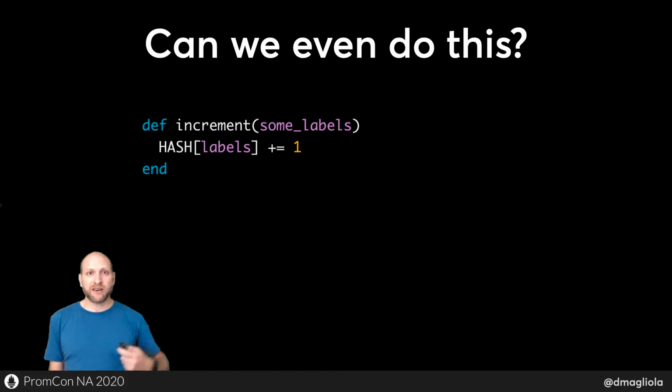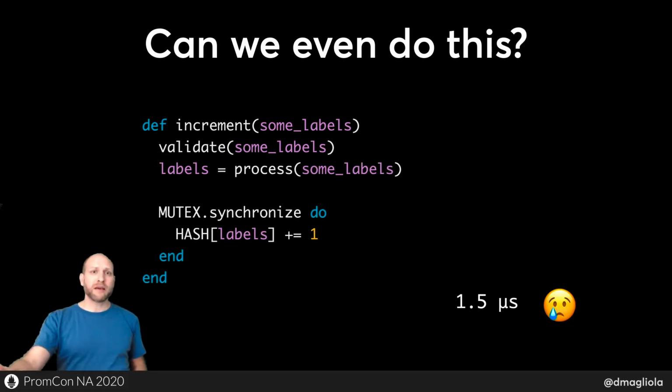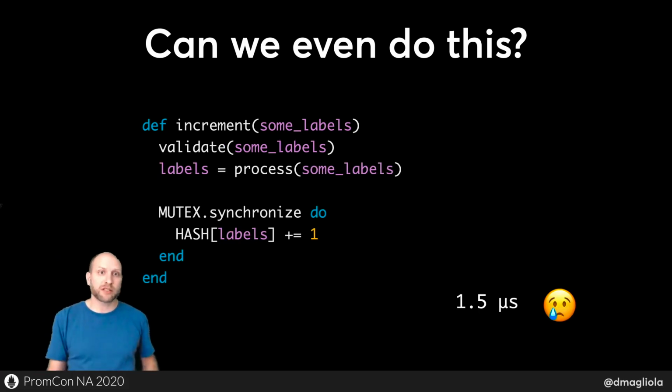And you will notice that that's already quite close to the budget of 1 microsecond, and we're only incrementing a hash here. In real life, we need to add some validation and processing to these labels, and we're not even thread safe. You put a mutex around this, and now you're at about 1.5 microseconds per increase, and we blew our target. So it turns out, in our particular situation, we can't do this in a microsecond.